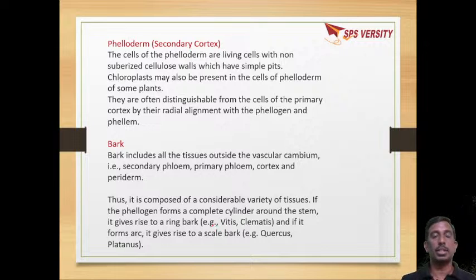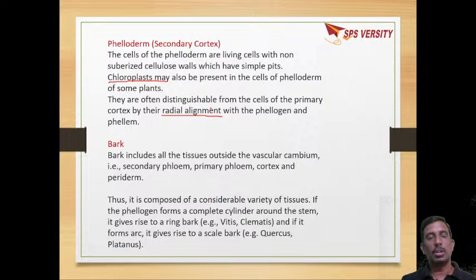Phelloderm के बारे में तो secondary cortex, which is formed towards the inside of the cork cambium. इसमें लिविंग सेल्स रहता है, इसमें सेकेंडरी कॉर्टेक्स सेल्स में क्लोरोप्लास्ट भी रहता, which are living, which have chloroplast, which can perform photosynthesis. Okay, and they are radially arranged.